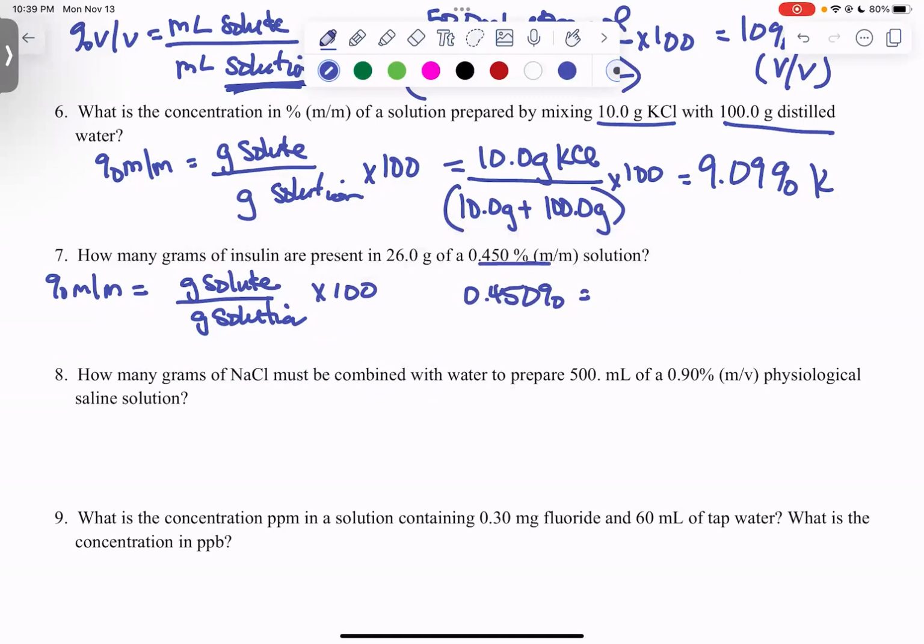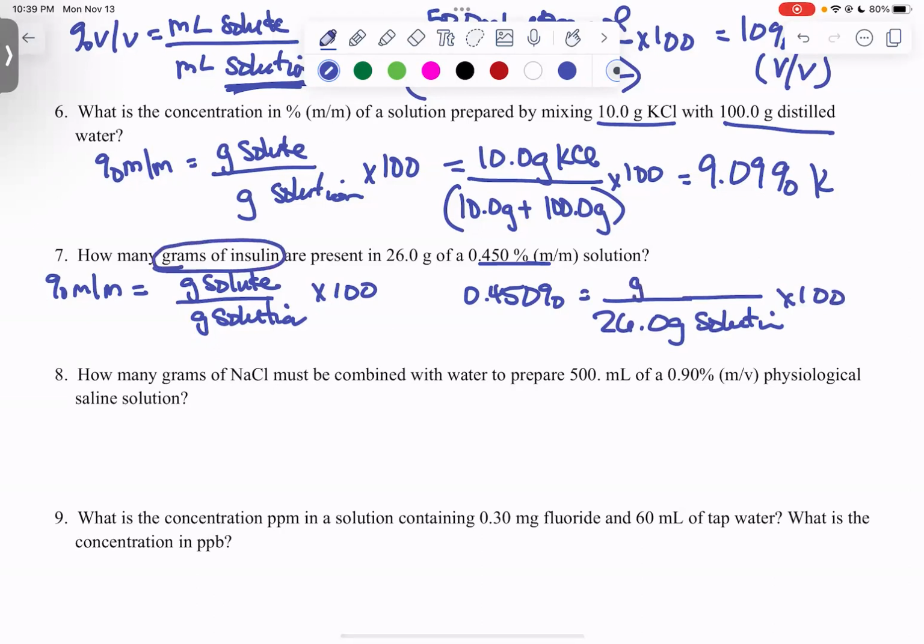Okay. So our grams of solute, we're going to do as 26.0 grams. Oh, no. That is our solution, right? We got 26.0 grams solution times 100. And so our unknown is our grams of insulin. So we have X grams of insulin. And our insulin would be our solute. And the solution is all of this information that they gave us right there. Okay, so to get my variable alone, whatever's being done to it, I do the opposite.